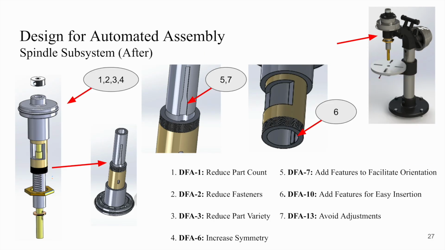And so we consolidated the flange, the spindle cone, and the spindle cone sleeve into one part and eliminated all fasteners to reduce overall part variety. We also redesigned the top of the part to be more symmetrical.